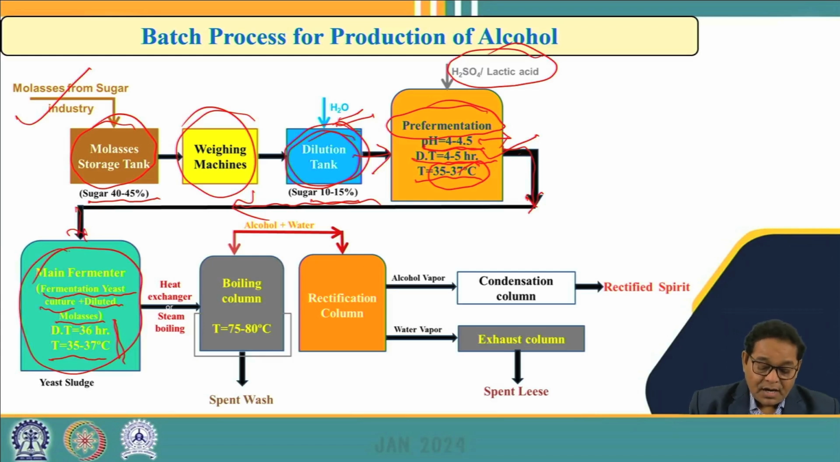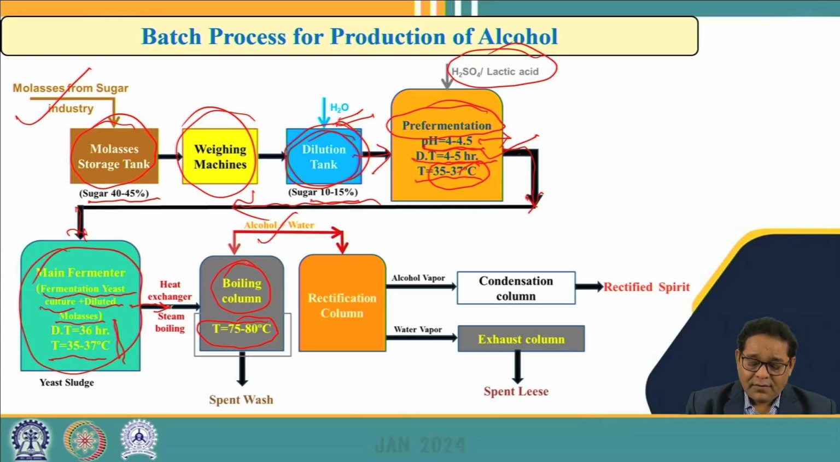After this, the entire fermented liquor, which contains a lot of alcohol, comes to another unit called the boiling column. Here we heat the entire liquor at a temperature of 75 to 80 degrees centigrade, because in the fermenter the alcohol is in the dissolved phase, and if we heat the entire liquid, the alcohol will be vaporized, and along with this some water vapors will also get included into this alcohol.